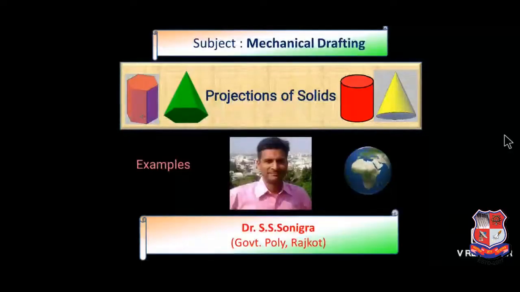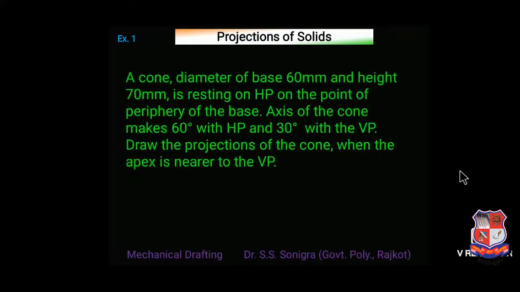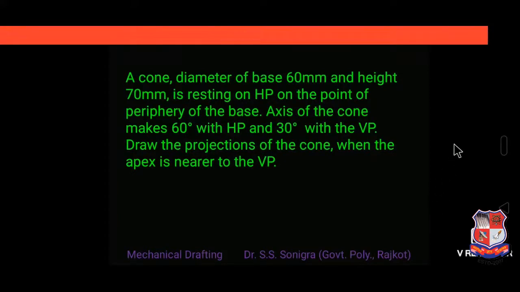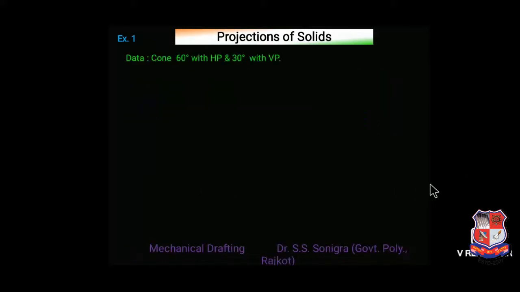Hello friends, in this session we will discuss the examples based on projections of solids. Example number 1. A cone, diameter of base 60 mm, height 70 mm, is resting on HP on the point of periphery of the base. Axis of the cone makes an angle of 60 degree with HP and 30 degree with VP. Draw the projections of the cone when the apex is nearer to vertical plane.